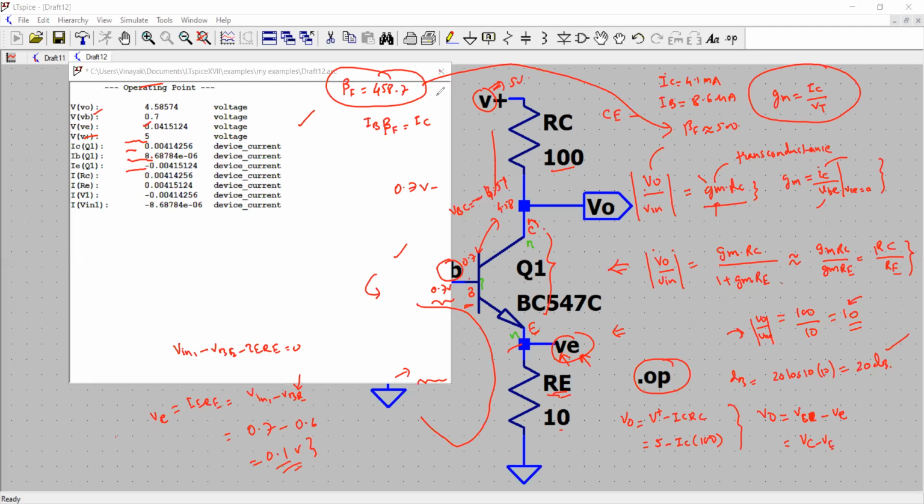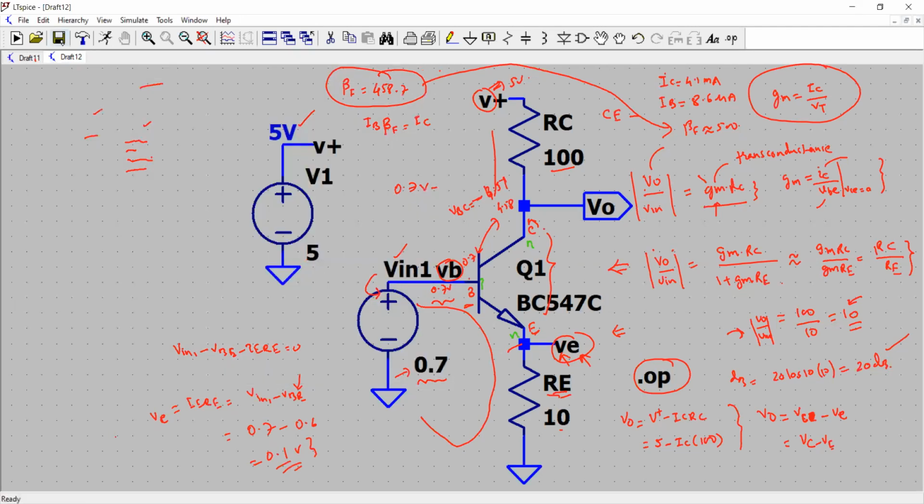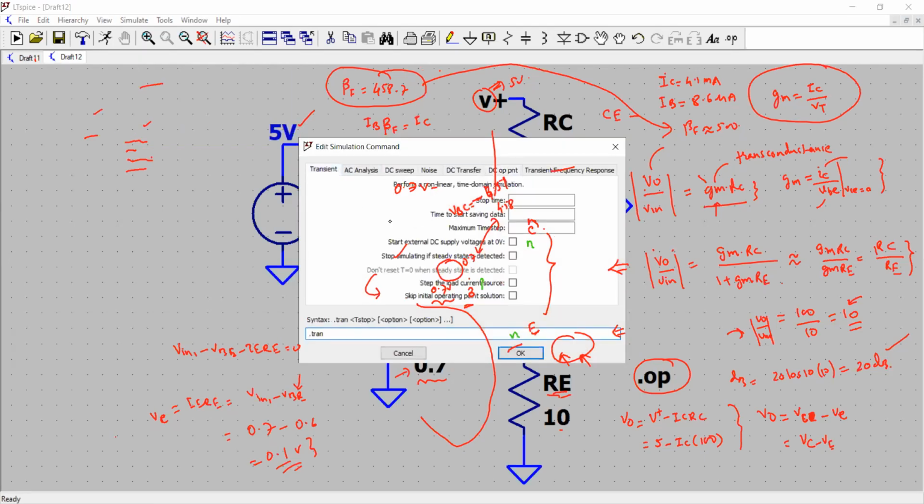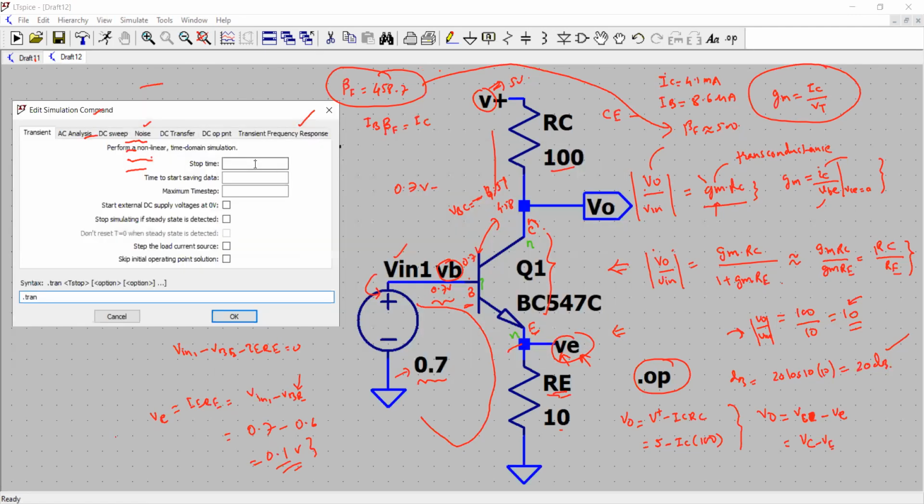How about we run the transient simulation now? So close this, and we'll simulate, then edit simulation card. We'll run the transient. The transient simulation will have a stop time of, let's say, 10.